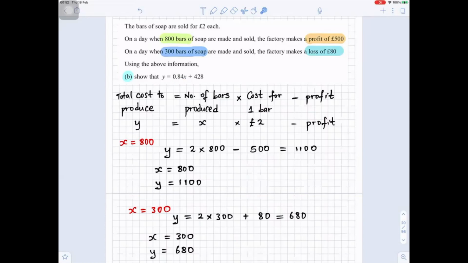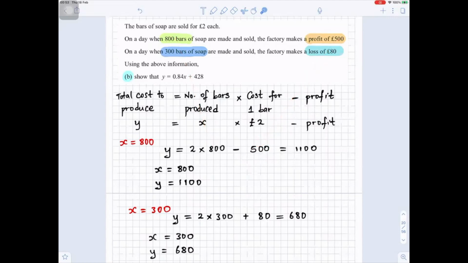So what we want to find is the total cost to produce, which is equal to the number of bars produced times the cost for 1 bar minus the profit. So we can say y equals x, the number of bars, times £2 per bar minus the profit. So when x is 800, we substitute 800 in there. So y is 2 times 800 minus the profit, which is 500. That profit there is 500. And we're making 800.